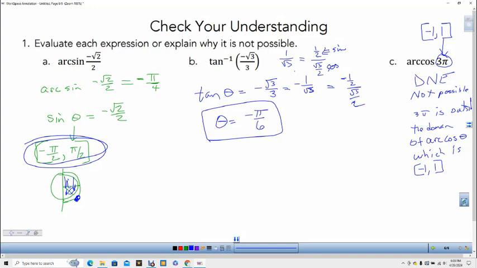So you need to make sure that you understand that and know why. Just because it looks really nice, and it does. I mean, you see that pi in there, you automatically think, hey, that's got to be able to be done. No, it doesn't.